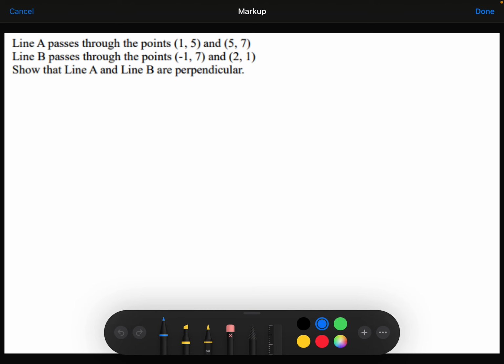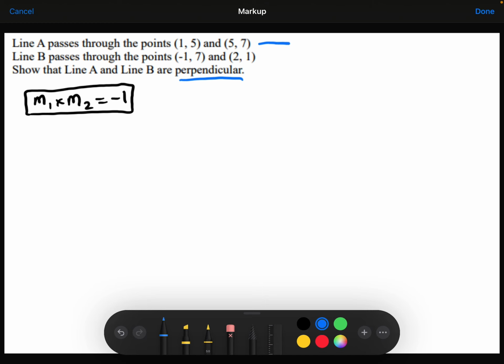We need to show that line A and line B are perpendicular, so their gradients are negative reciprocals of one another. Or an easier way of doing it is to show that m1 times m2 is equal to -1. If we multiply the gradients together and get -1, that means they have to be the negative reciprocals of one another and they have to be perpendicular.